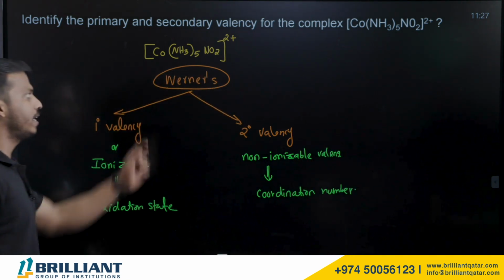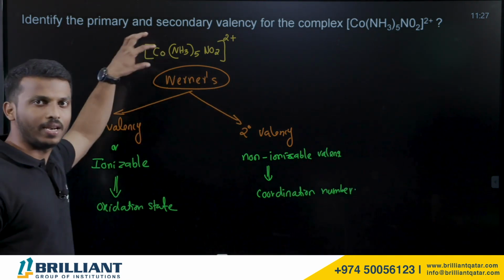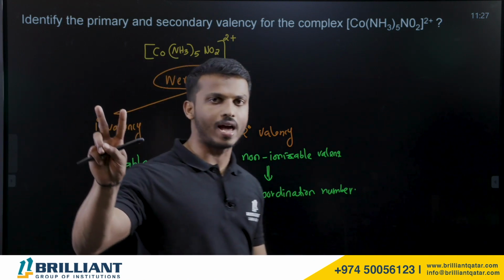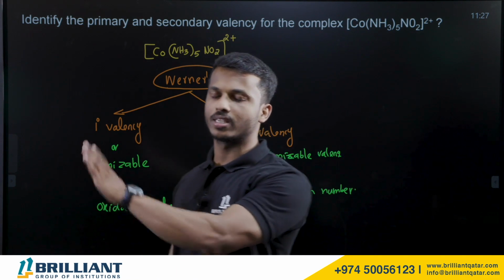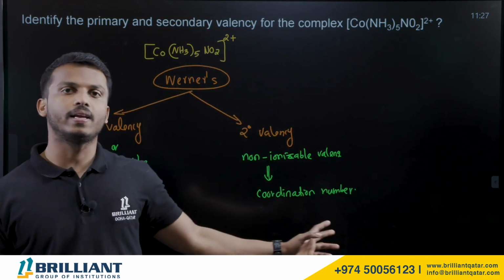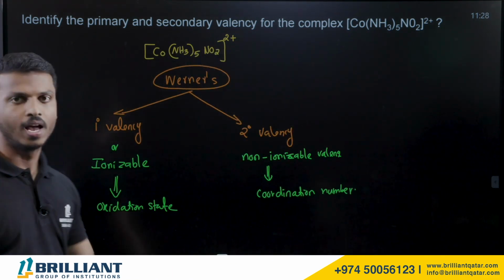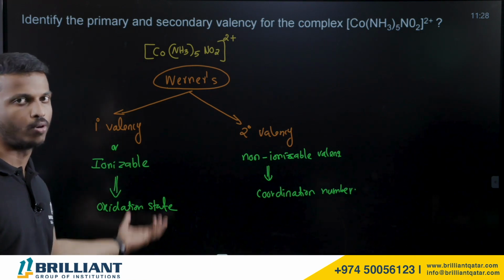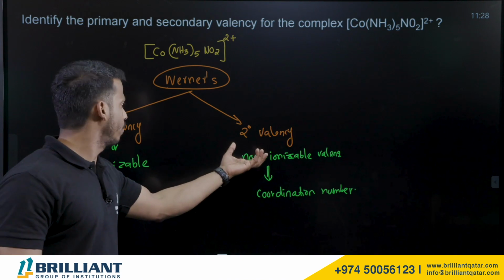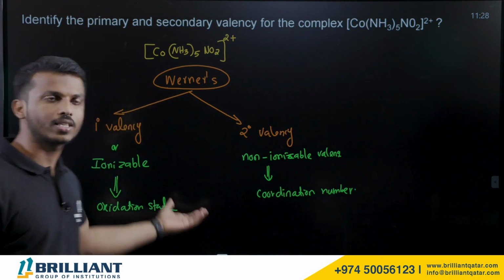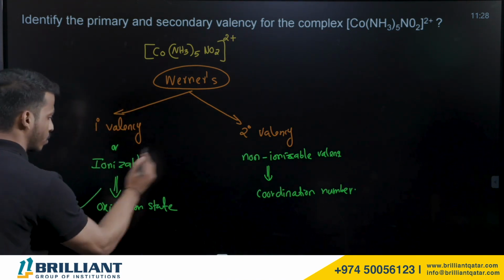Okay, according to Werner's theory, every central metal atom in a complex exhibits two types of valency, primary and secondary. Primary valency is also known as ionizable valency. Secondary is called non-ionizable valency. Primary valency gives the idea about the oxidation state of the metal atom, and secondary valency is the coordination number. Let's calculate primary valency, that is our oxidation state.